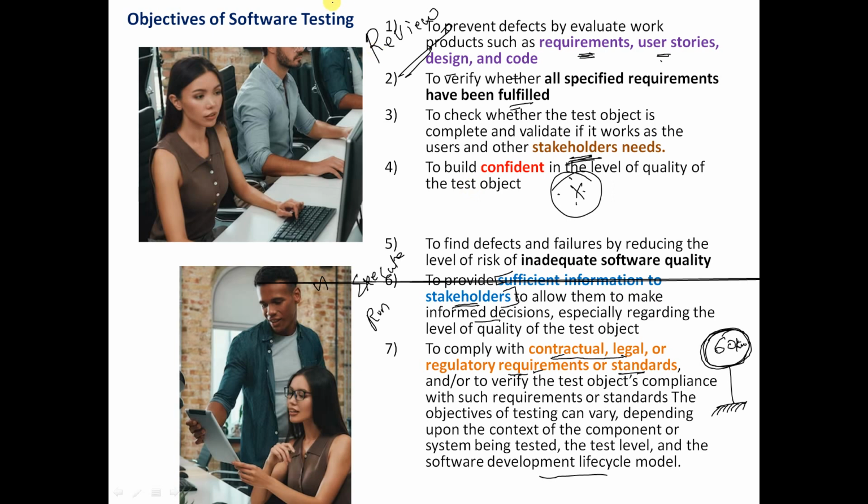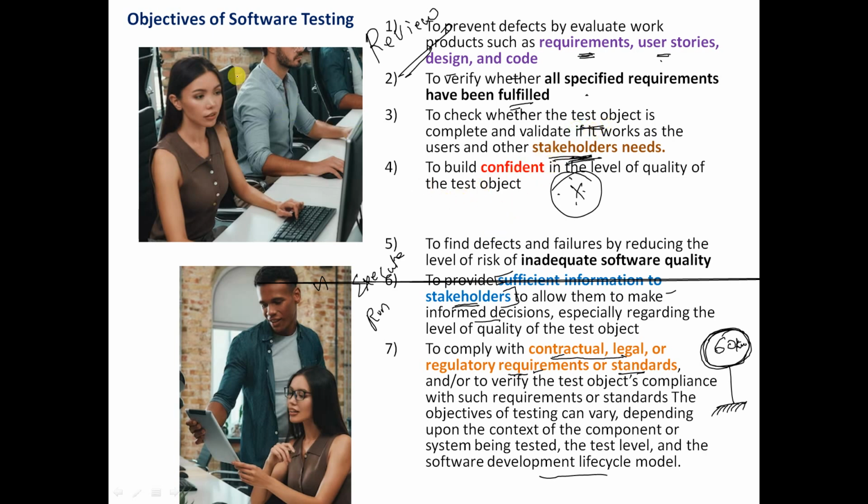All right, so these are all the major objectives. On the whole, I can categorize them: there are four on the review part and three on the execution part. Here the tester is verifying the requirements, user stories, design and code, and checking whether all the specified requirements have been fulfilled or not. And as per the stakeholder needs, the test object has to be designed and completed.